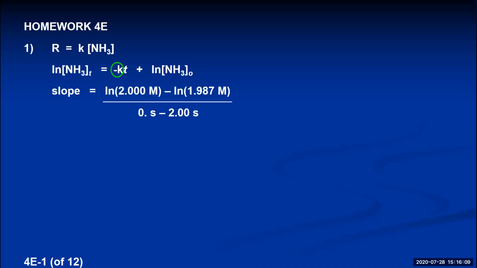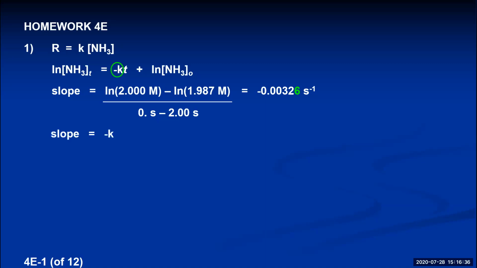So the slope is going to be the difference in the y's, so the natural log of 2.000 minus the natural log of 1.987, which was the molarity of the ammonia at 2 seconds, divided by the difference in x's, which are the time values, 0 minus 2. And this comes out negative 0.0032 with a guard digit 6 seconds to the minus 1. So that's the slope of this particular linear equation.